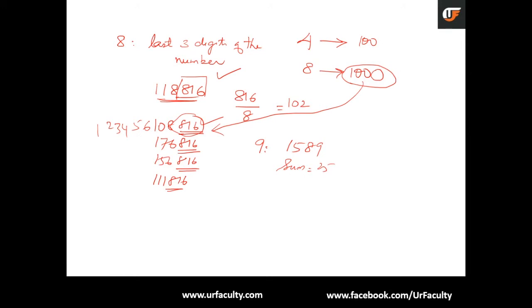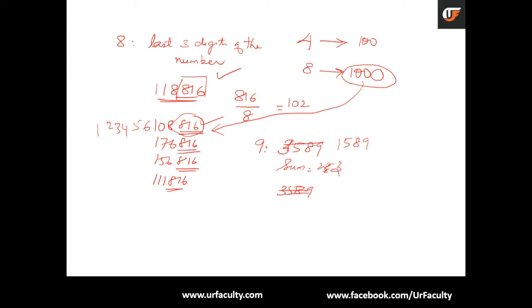I made a mistake in the addition here. 1589 was the number. If it is 1589, it is 10 plus 13, which is 23. So the sum is 23, and 23 is of course not divisible by 9.